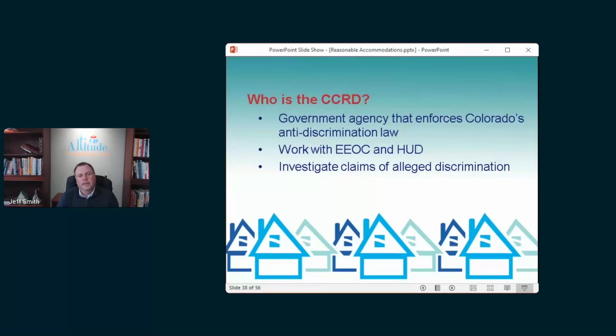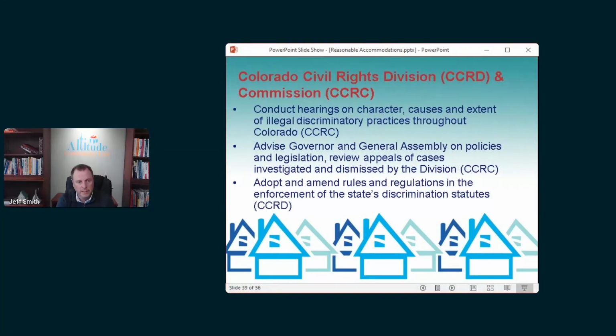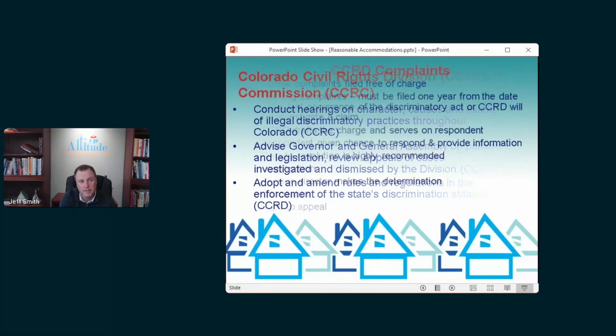So who is the CCRD? They're a government agency that enforces Colorado's anti-discrimination law. They work with the EEOC, the Equal Employment Opportunity Commission, and they also work with Housing and Urban Development. They investigate claims of alleged discrimination. The CCRD and CCRC conduct hearings on the character, causes, and extent of illegal discriminatory practices throughout Colorado. They advise the governor and General Assembly on policies and legislation, review appeals of cases investigated and dismissed by the CCRD, and adopt and amend rules and regulations in the enforcement of the state discrimination statutes.